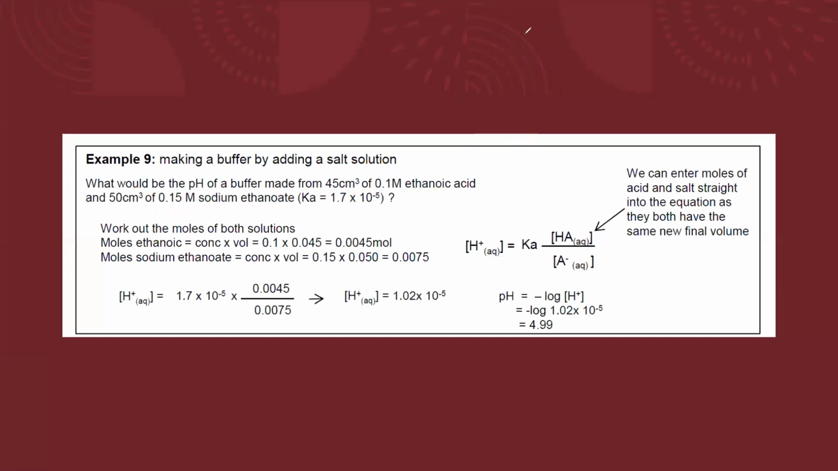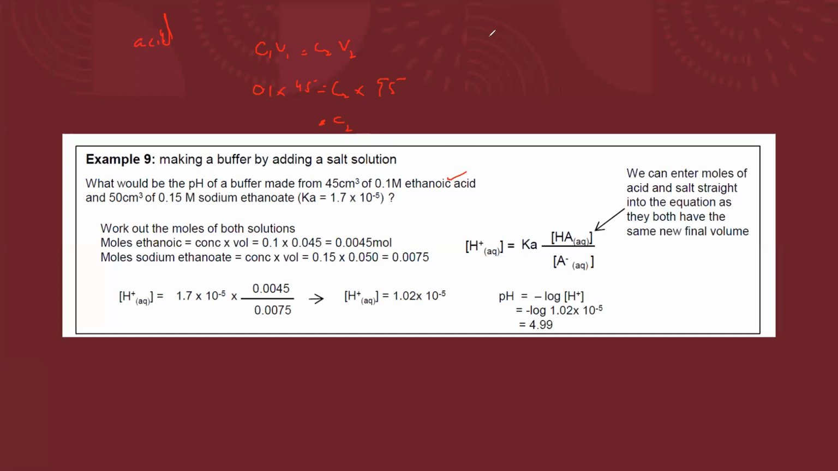Otherwise, as you want to use the formula to find the hydrogen ion concentration, you need the new concentrations. How can you get the new concentration? You have the formula C1V1 equals C2V2. If I want to find the new concentration of acid, the original concentration is 0.1, the original volume is 45, the new concentration I don't know, and the new volume, because we mix the salt solution with the acid, 45 and 50, is 95. I'll get the concentration of acid.